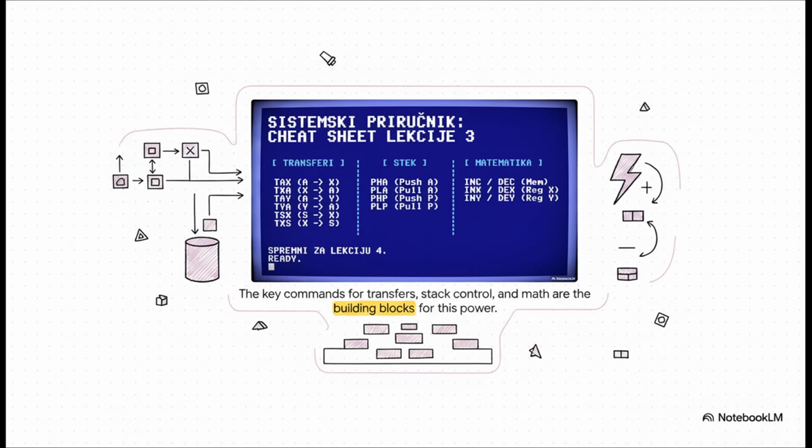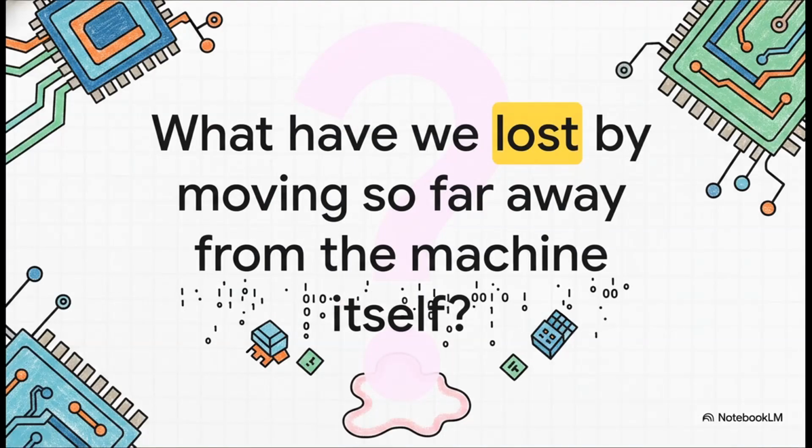So from those simple data transfers between registers, to the clever LIFO logic of the stack, to those lightning-fast increment and decrement commands, these were the fundamental building blocks. These were the secret ingredients that allowed developers to build entire empires in a space smaller than a modern icon file. Which really brings us to a final thought.